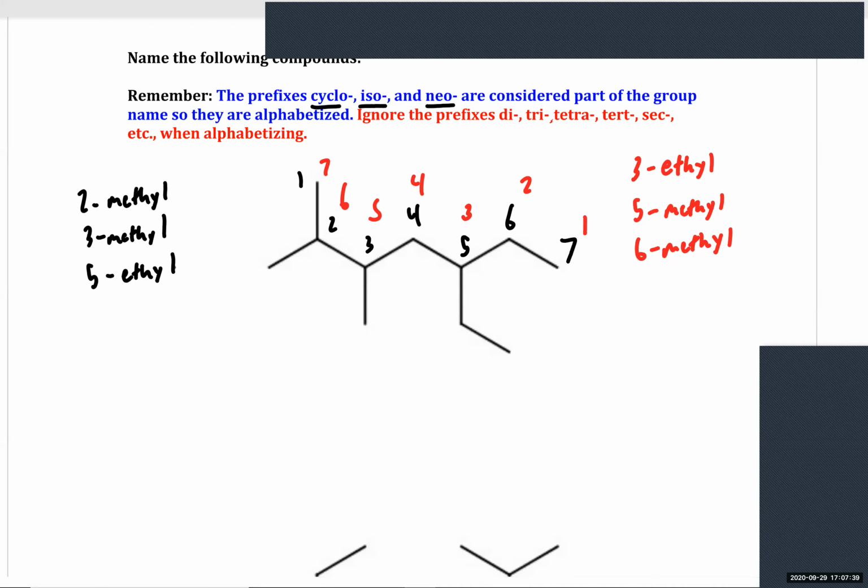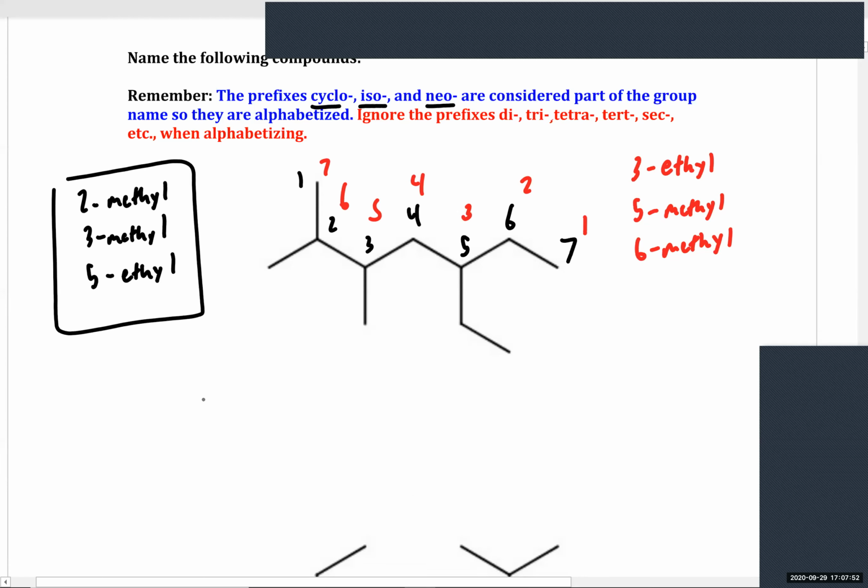And which numbering method is preferred? Which numbering method gives us the smallest possible sequential locant numbers? The method using the black ink. So we'd name this as 5-ethyl-2,3-dimethyl heptane.